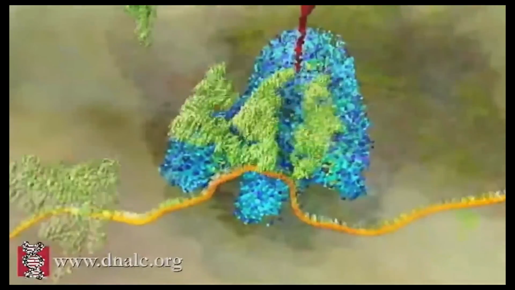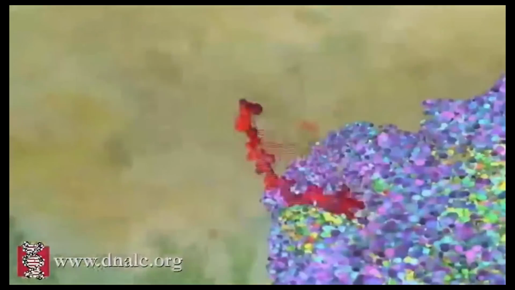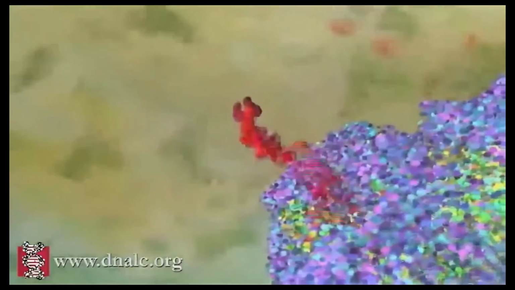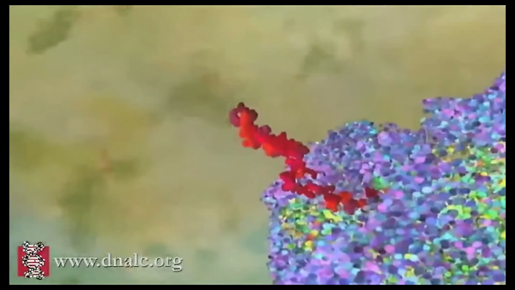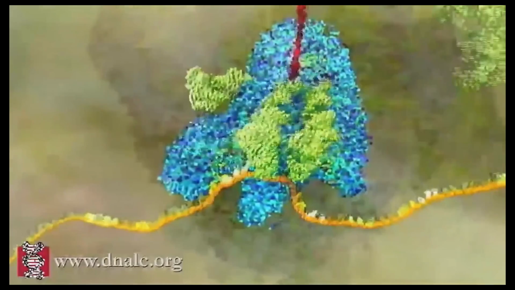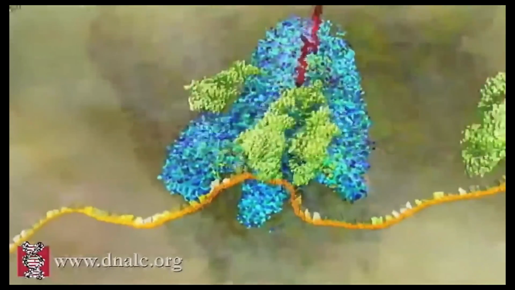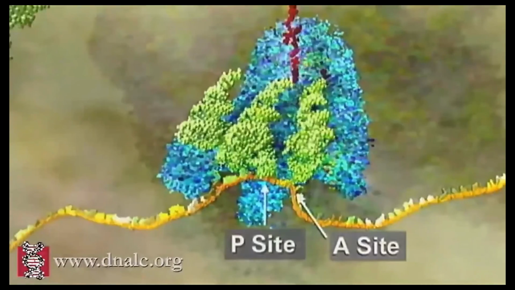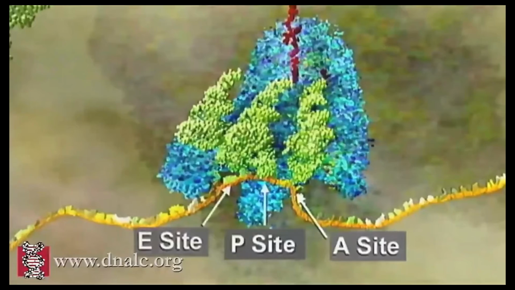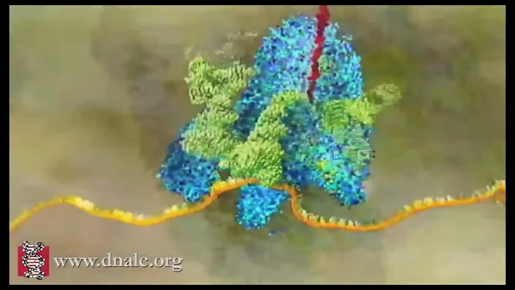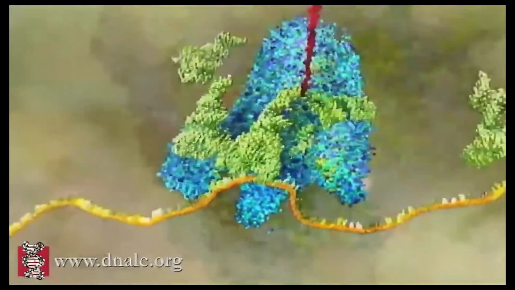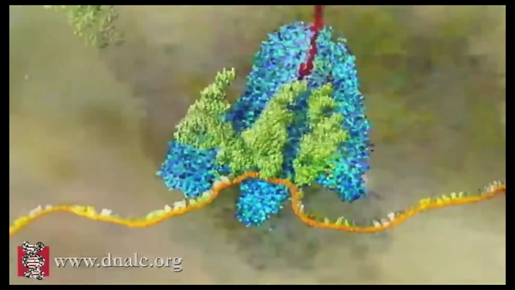As the mRNA is ratcheted through the ribosome, the mRNA sequence is translated into an amino acid sequence. There are 3 locations inside the ribosome, designated the A site, the P site, and the E site. The addition of each amino acid is a 3-step cycle.